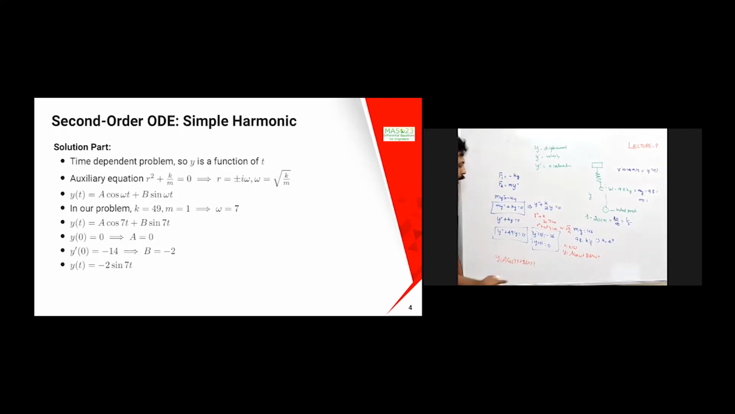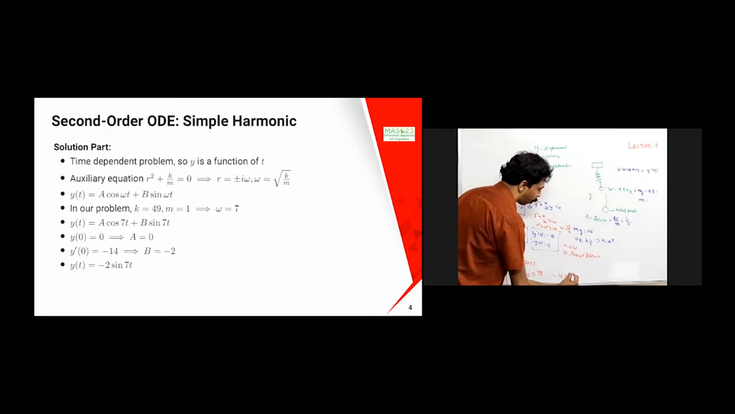Now already y of 0 equal to 0, therefore a equal to 0. Y of 0 equal to 0 implies a equal to 0. Now y dash of 0 equal to minus 14, so I have to differentiate this. Therefore I get 7b cos 7t equal to minus 14. Applying y dash of 0, this becomes 7b equal to minus 14, which implies b equal to minus 2.